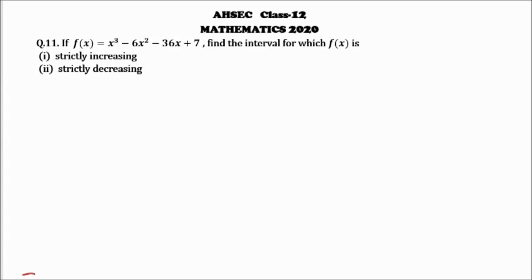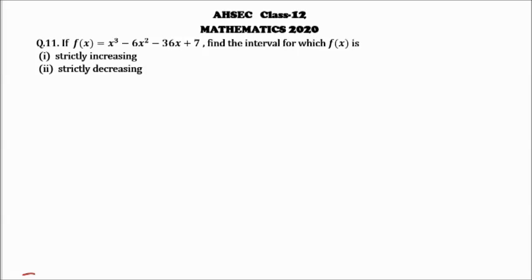This video we will see question number 11 that was asked in 2020. So the question says, if we have a function f of x equal to x cubed minus 6x squared plus 36x plus 7, then we have to find the interval for which this function is strictly increasing and strictly decreasing.